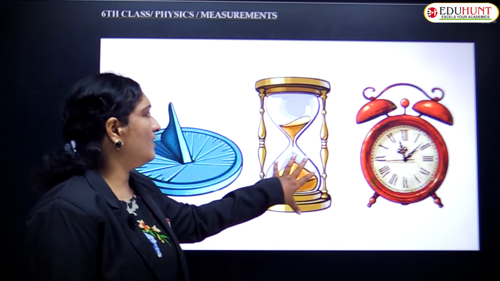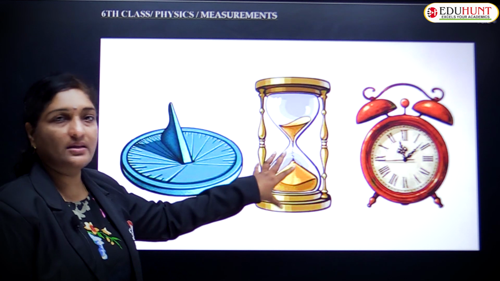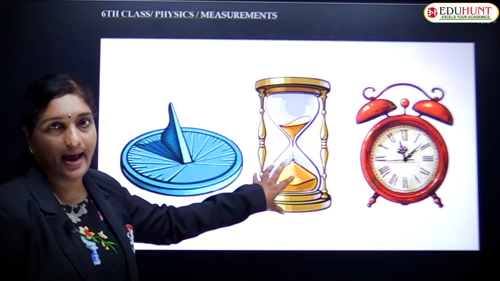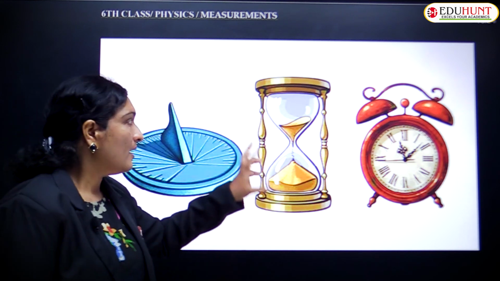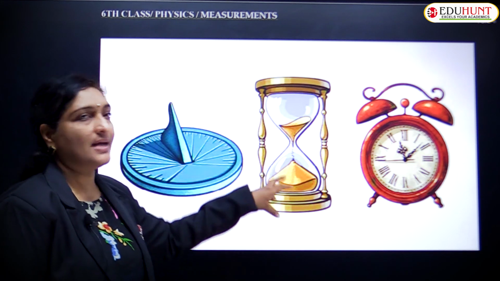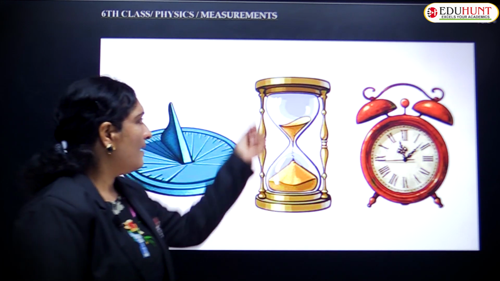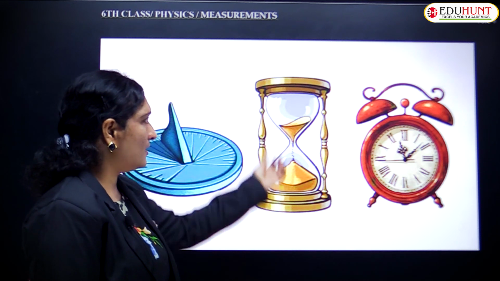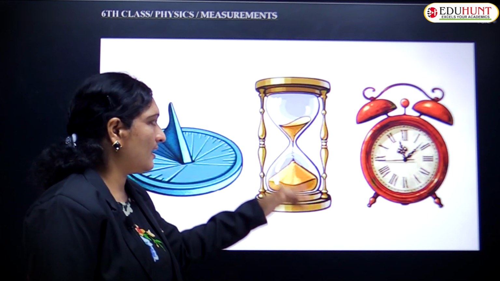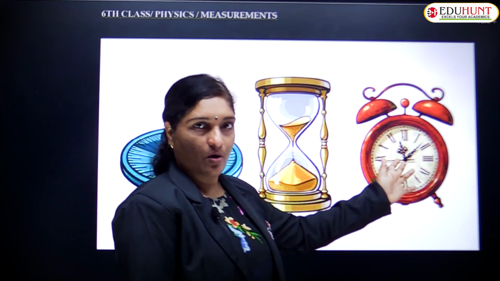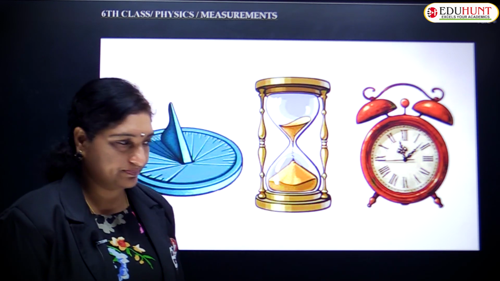The other mode of measuring time during the olden days was the water clock or sand clock. If water is poured inside, it is called a water clock. If sand is poured inside, it is called a sand clock. Based on the amount of liquid or sand falling from one container to the other, the time is measured accordingly. In recent days, we always depend upon watches and clocks. This you are all familiar with.